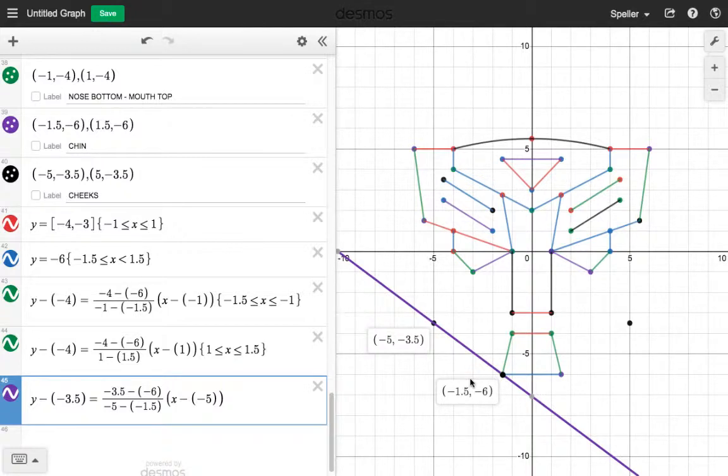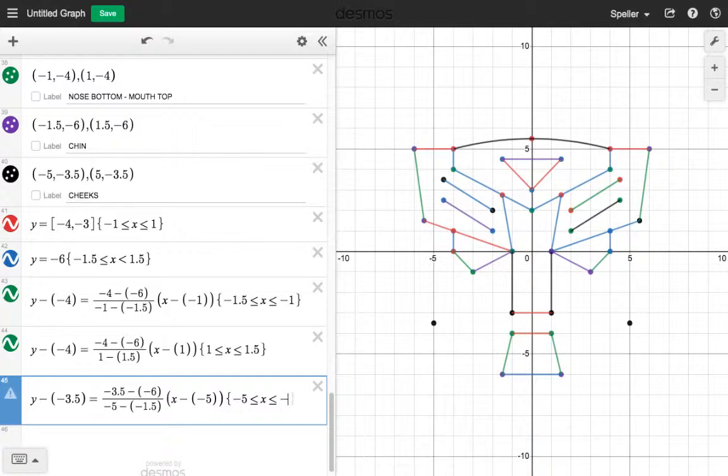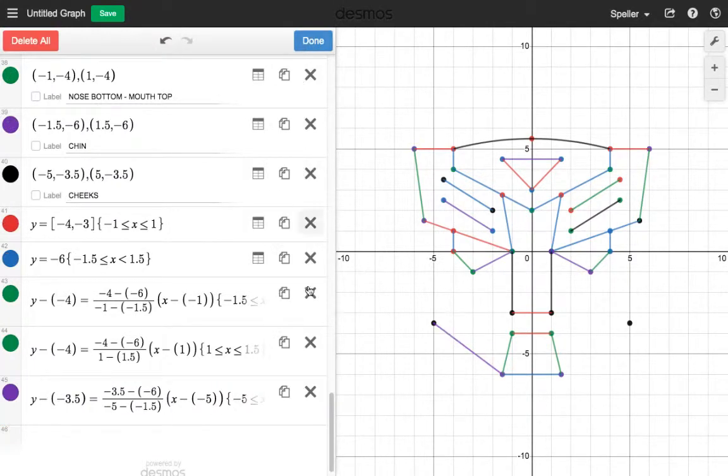All right, now that's in place, I just need to place in the domain. The smaller x value is -5, the larger x value is -1.5. So here, curly brace, -5 less than or equal to x less than or equal to -1.5. All right, so that's limited, and let's place in the curly brace. I want to duplicate that to do the right hand side.